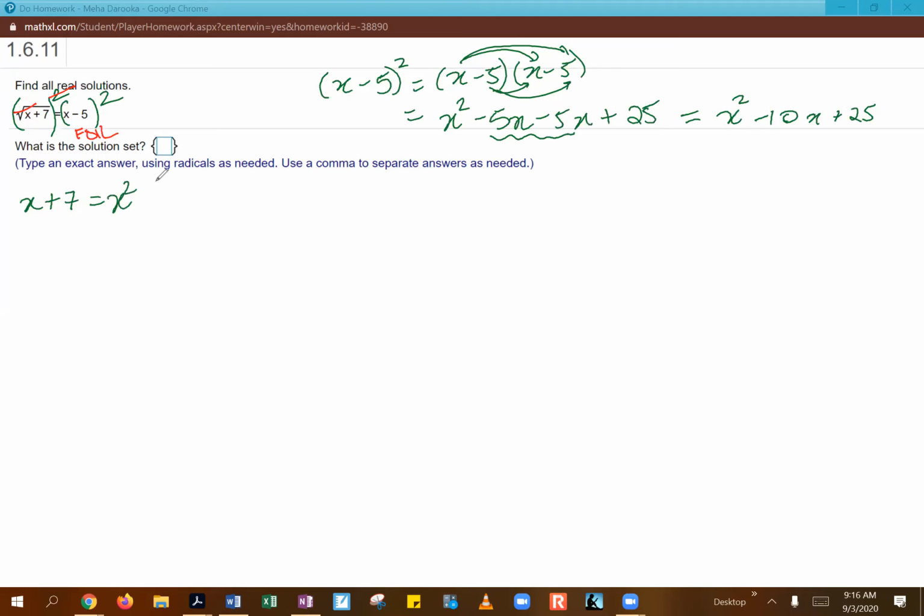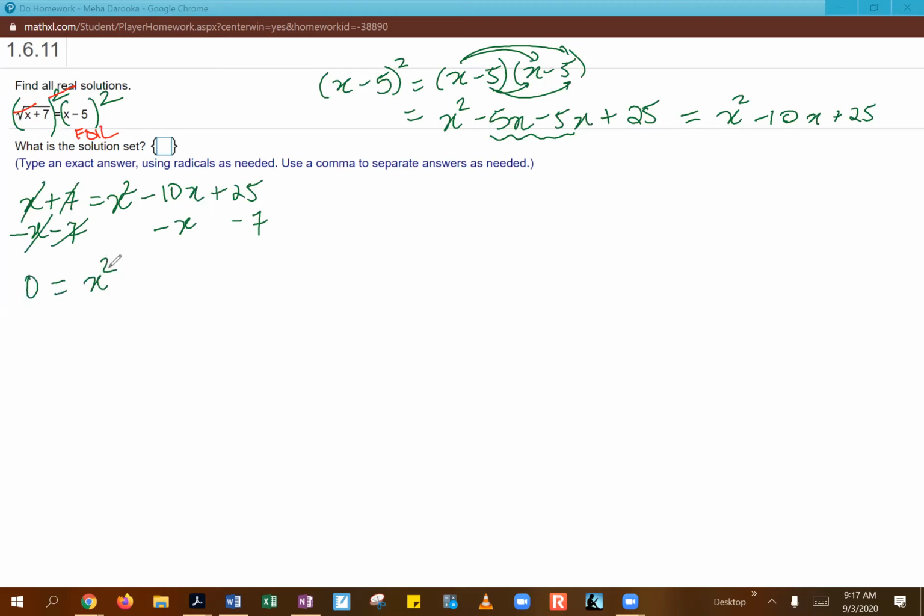So x squared minus 10x plus 25. Now, you want to try and get the like terms together. So that means we'll go ahead and subtract our 7 and bring it here with the 25. And then let's move that x also. So subtract that x and we'll bring it to the middle term with minus 10x. So get 0 on the left.